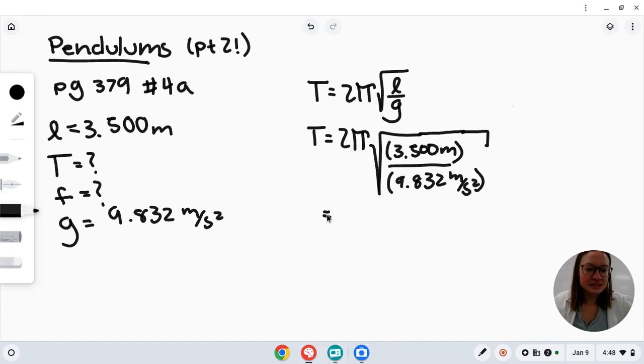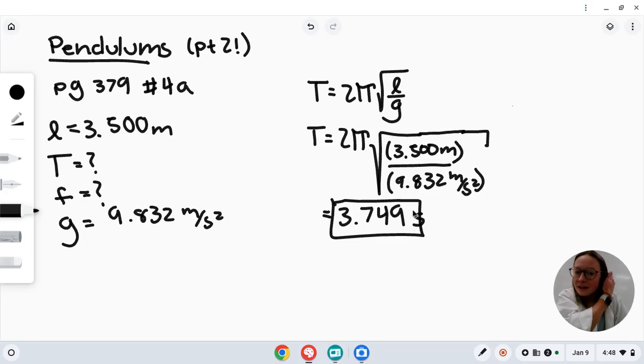Okay, we're back. Did you try it? If you did, you should have gotten 3.749 seconds. Like so. But wait, that's only half the problem. Notice, the problem also asks for frequency. I didn't give you an equation for frequency in class, but could you find it? Sure, here's what you would have to do.